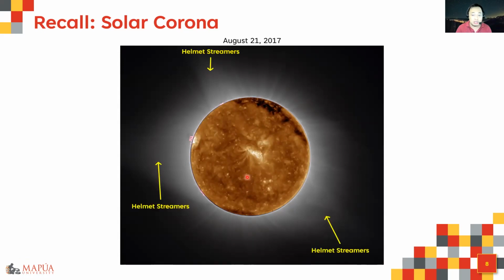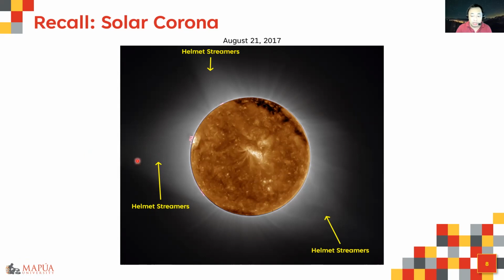Now, first, we can see the helmet streamers. That is described by a wide structure at the bottom near the surface of the sun, and it looks like a cap. That's why it's called the helmet streamers. And this is where some of the materials are being ejected from.